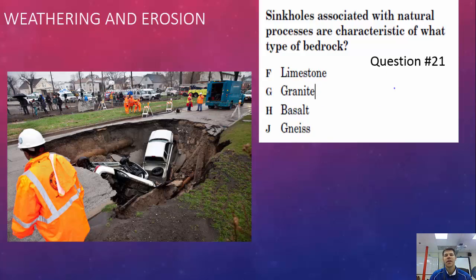Sinkholes associated with the natural processes are a characteristic of what type of bedrock? I hope by now that you've caught on that sinkholes and caves and caverns and all this type of bad things that happen, a lot of it in Florida, is a result of limestone being eroded away underneath the ground from underground water. It's not granite, the igneous rock granite, or the igneous rock basalt, or the metamorphic rock gneiss. So it's limestone that gets chemically eroded and results in all these terrible things happening.